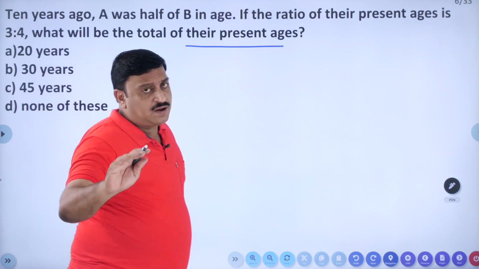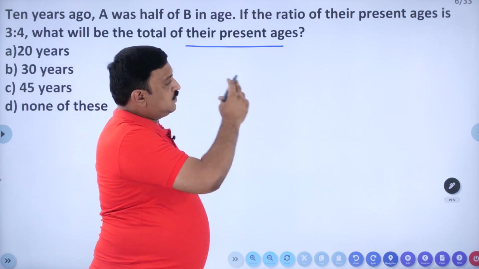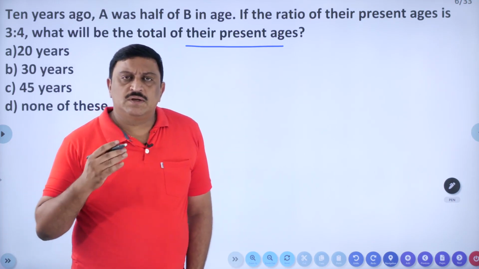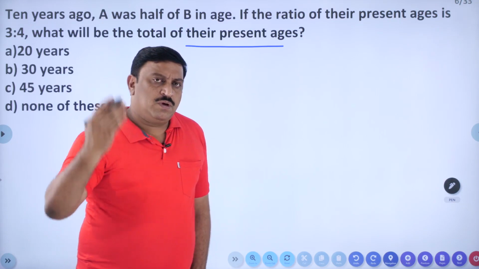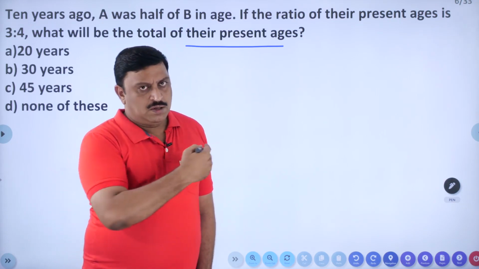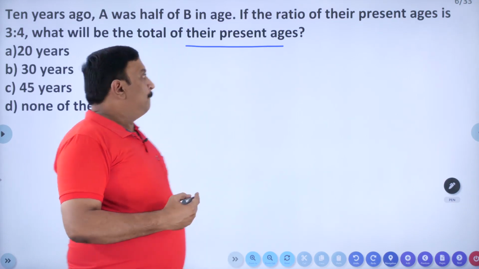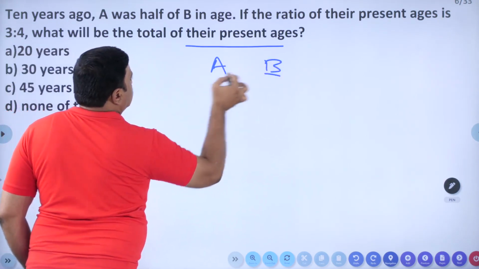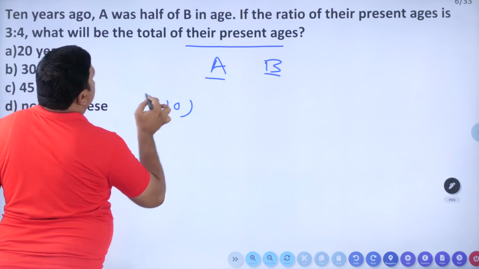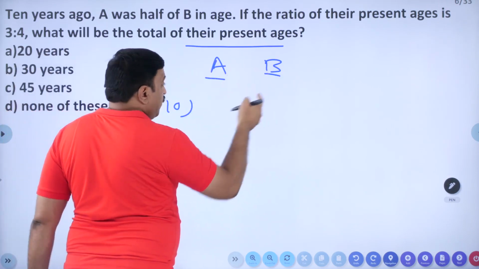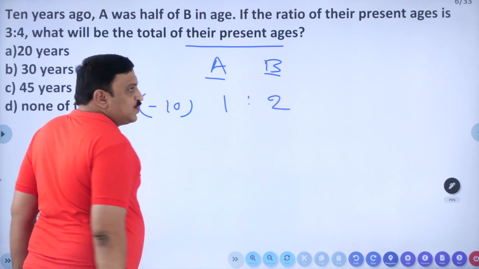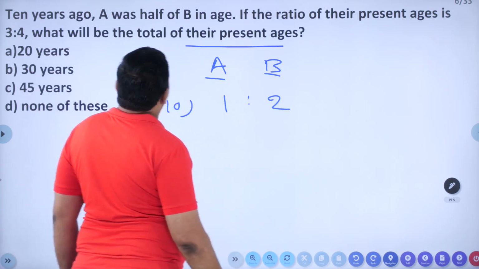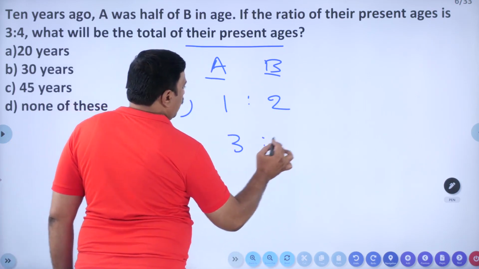See, by default, once I dictate the question, you pause the video, you try. Later on, see the explanation. Right? 10 years ago, A and B, it is how much? 10 years ago, A was half, so the ratio is 1:2. Okay. So the ratio of the present ages is 3:4.